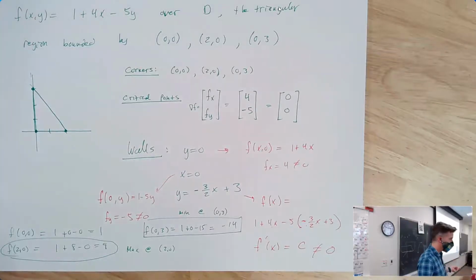Should we do another one? This one felt kind of disappointing, just kind of lame. But the point though is that it does happen sometimes. Sometimes your partial is just never equal to 0, so you don't get any critical points there.